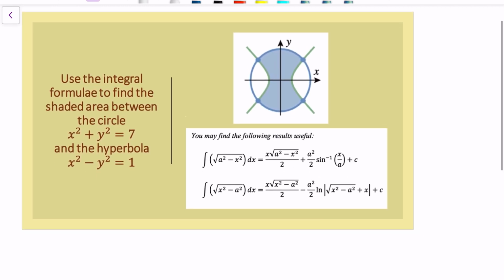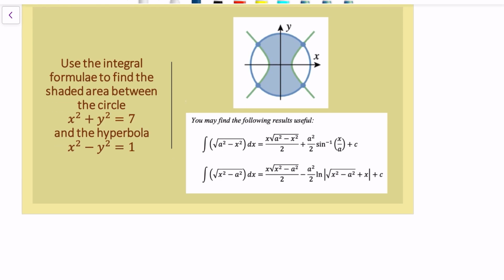Okay, first thing we need to realize is that that first integral is related to the circle. And in this circle, the a squared part is 7, so we're integrating the square root of 7 minus x squared. And if we integrate that from, let's say, 0 to the limit, it turns out that the limit is x equals 2. You can prove that using simultaneous equations. You just add the two equations together and get 2x squared equals 8, x squared equals 4, therefore x is plus or minus 2.